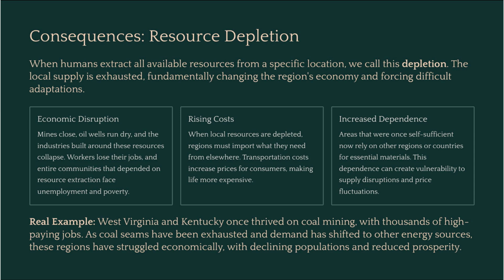When a resource is completely used up in a specific location, we call it resource depletion. This has a huge impact on the human communities that relied on it. Imagine a town built around a single copper mine. When the mine runs out of copper, the town's economy collapses. The people who relied on that resource have to move, and the entire country must now look elsewhere to fulfill its copper needs, increasing its reliance on other areas.